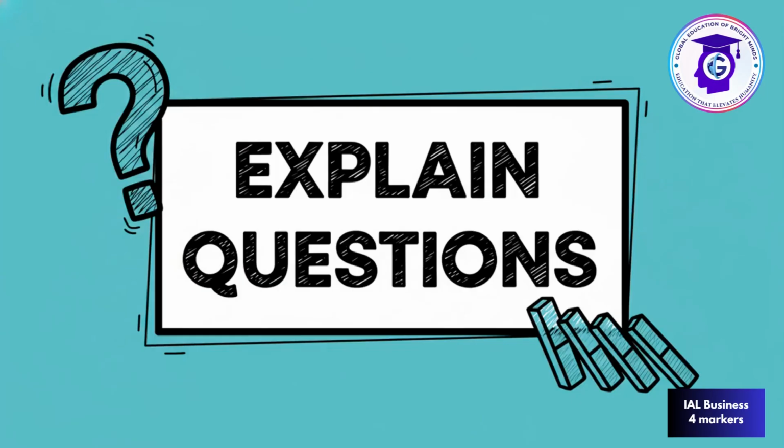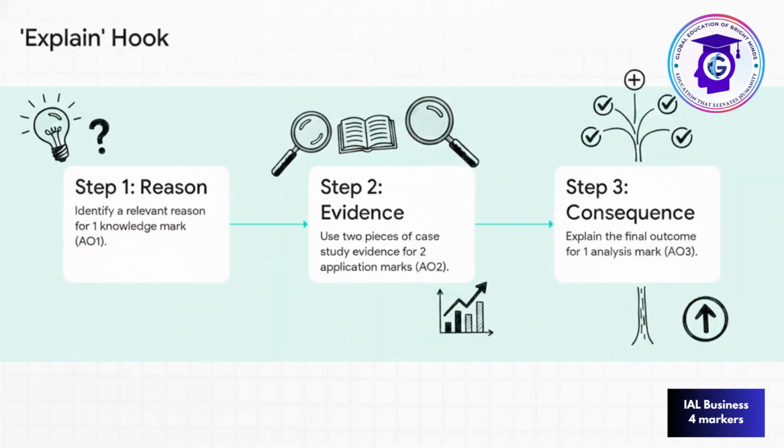Okay, next up we have explain questions. These are the ones that ask you to explain why something is happening or what the impact might be. And guess what? The logic here is almost exactly the same. For these, your memory hook is reason, evidence, consequence.